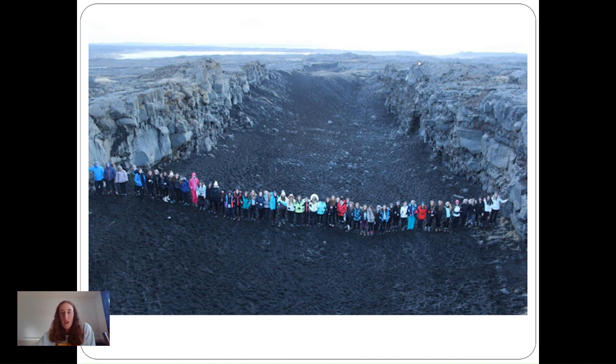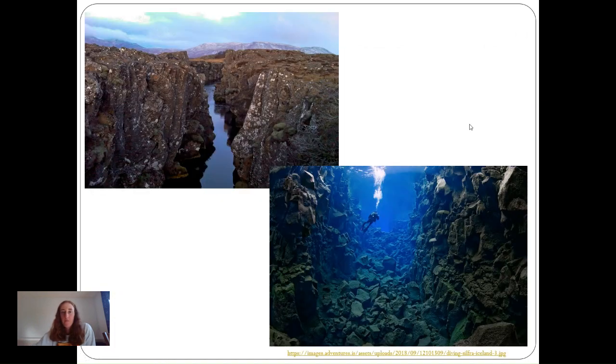Here's an example of the mid-Atlantic ridge crossing through Iceland. With the students for scale, the left side here is the North American plate and the right side is the Eurasian plate, and these two are splitting apart and getting farther apart with time. There are other locations in Iceland where you can see it. You can even go scuba diving between tectonic plates in Iceland. This is called the Silfra Fissure, and you can just dive in it: left side North American plate, right side Eurasian plate.